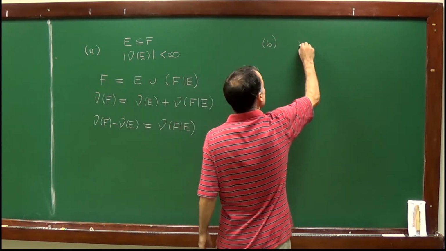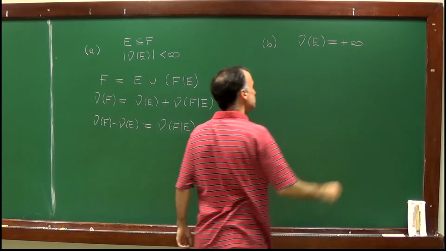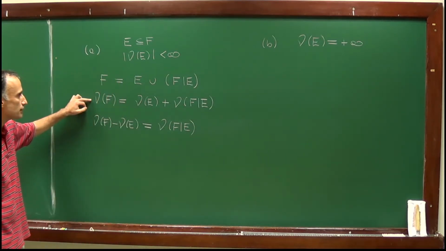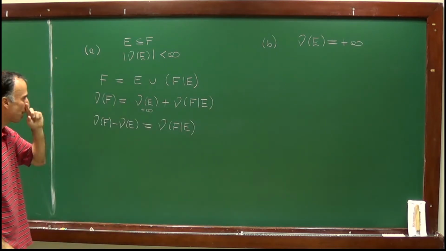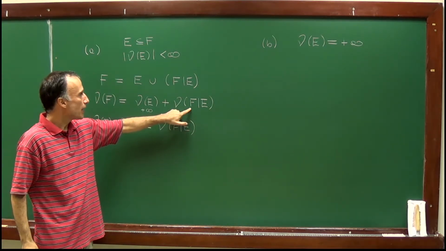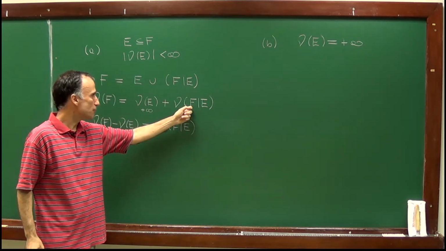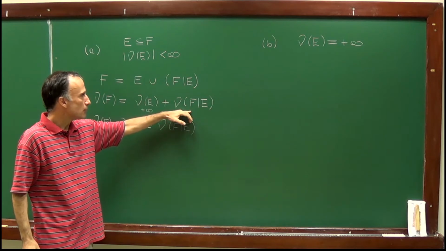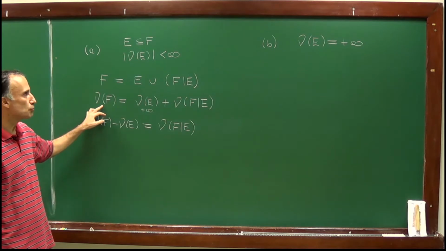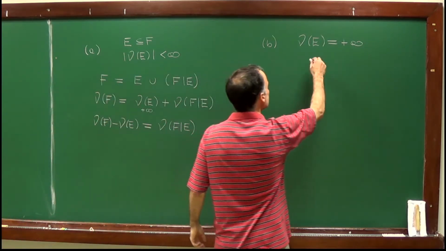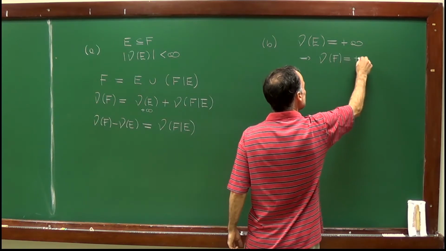So B, we're assuming that nu of E is equal to plus infinity. So let's go back to this identity. If nu of E is equal to plus infinity, well, nu of F minus E is disjoint from E, so it can't take the value minus infinity. So it's either a real number or it's equal to plus infinity. In both cases, nu of F is equal to plus infinity.